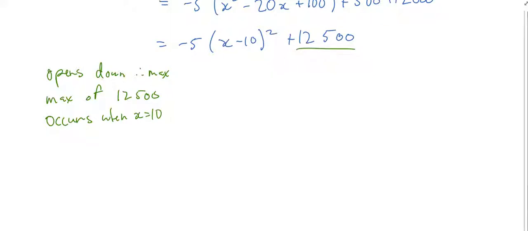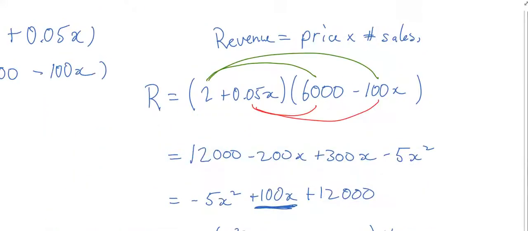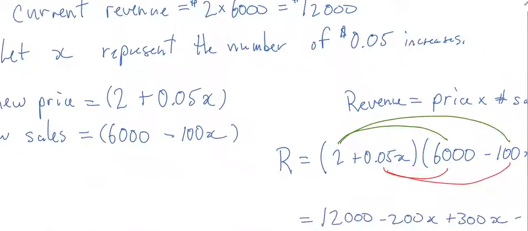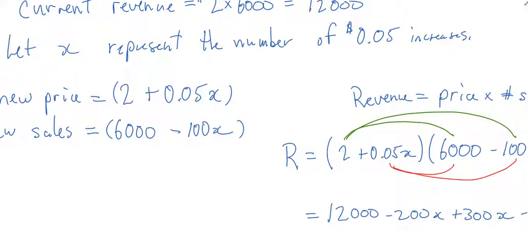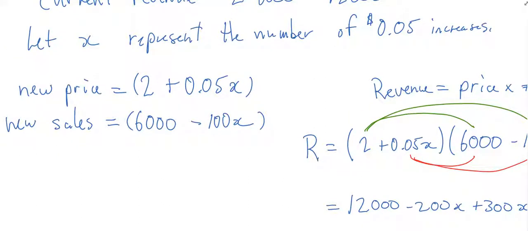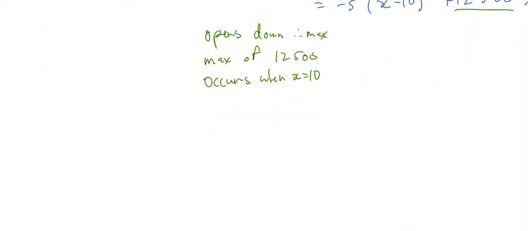So if x is 10, what does that mean? That means, therefore, 10 increases. This isn't my final answer, I'm just thinking right now. 10 increases in price, and there were 5 cents each. So now I can actually calculate the new price, which was the $2 plus 0.05 times 10. So that works out to $2.50.